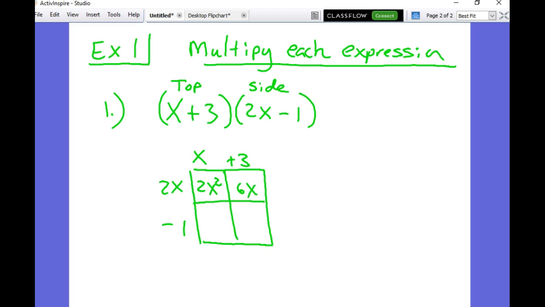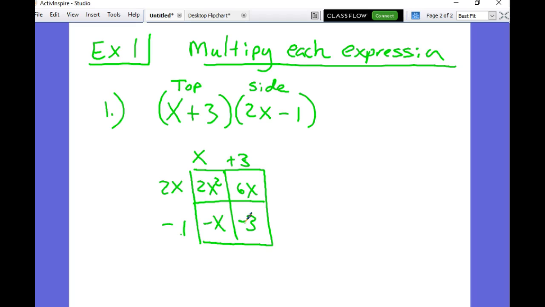Henry, what goes here? Negative x. Yep. Because -1 times x is negative x. You could say -1x if you want. That's fine. And let's do Patrick. What goes here? You're gonna multiply these. There you go. -3.